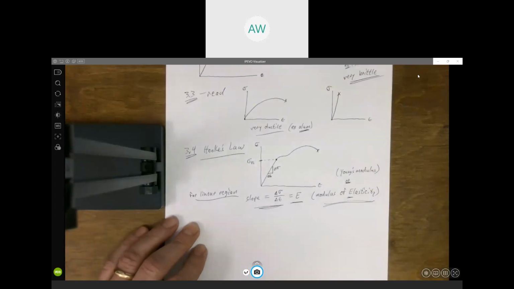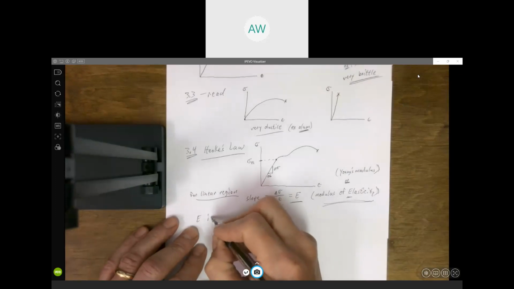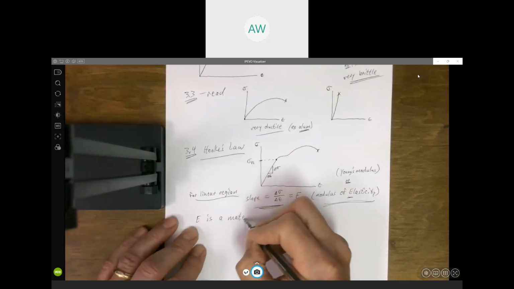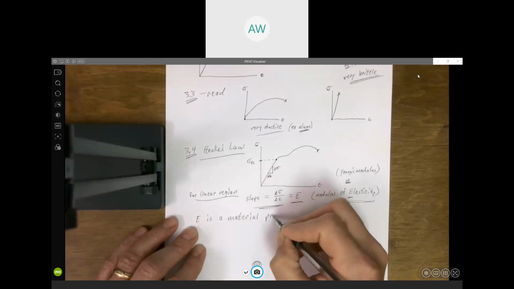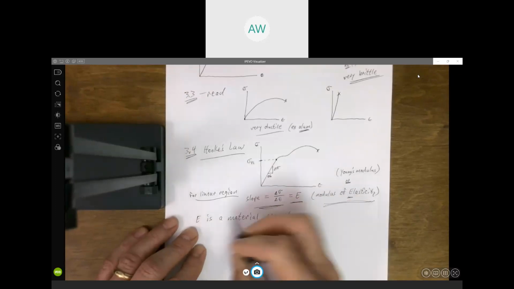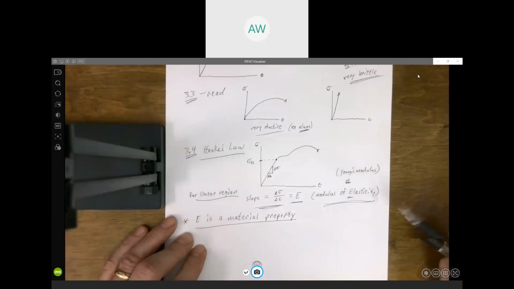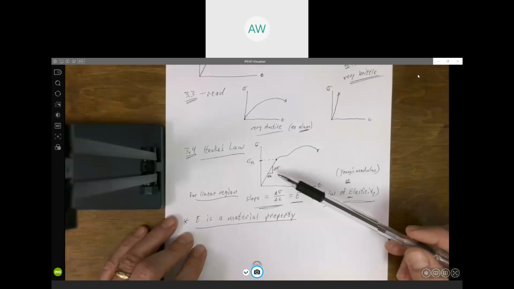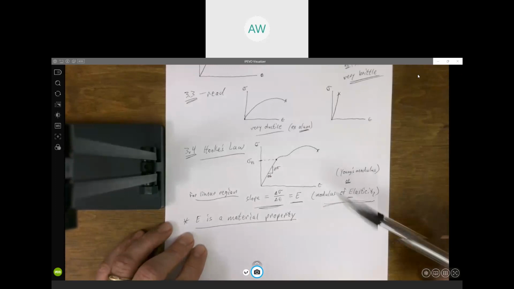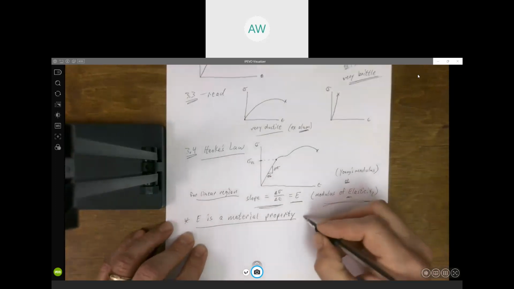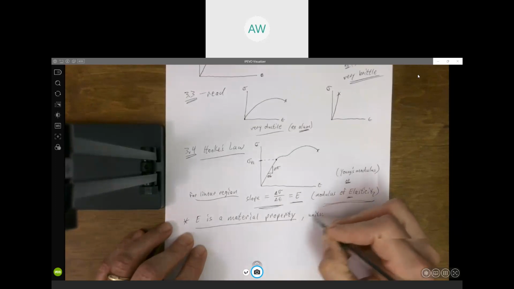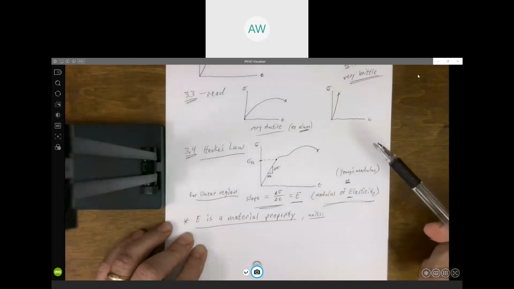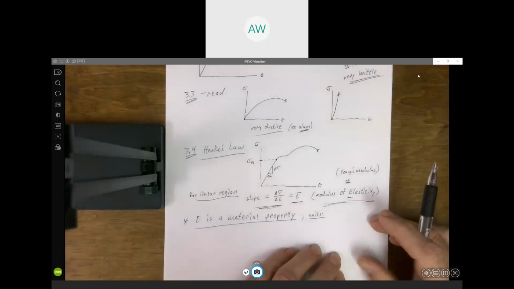But it is a material property. So E is a material property. Because I said yesterday, each material has its own unique stress strain diagram. So each material is going to have a unique slope to that linear region. So each material is going to have a unique value for E. Units, right? Well, it's stress over strain, and we said strain was dimensionless. So the units are going to be the same as stress.